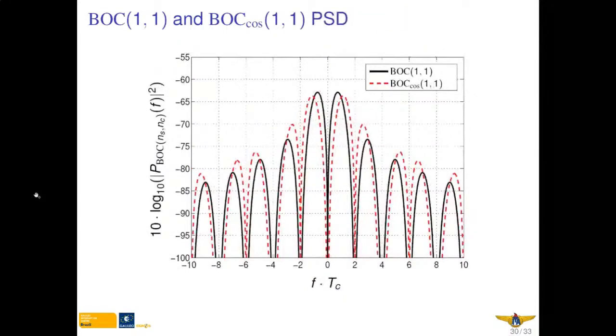Yeah, the power spectral density of the two chip pulse shapes of the Bock 1-1 and the Bock cosine 1-1 are given on this slide. And we can see it's a split spectrum. So we have no power at the carrier. And the Bock cosine has a little bit more power shifted towards higher frequencies.